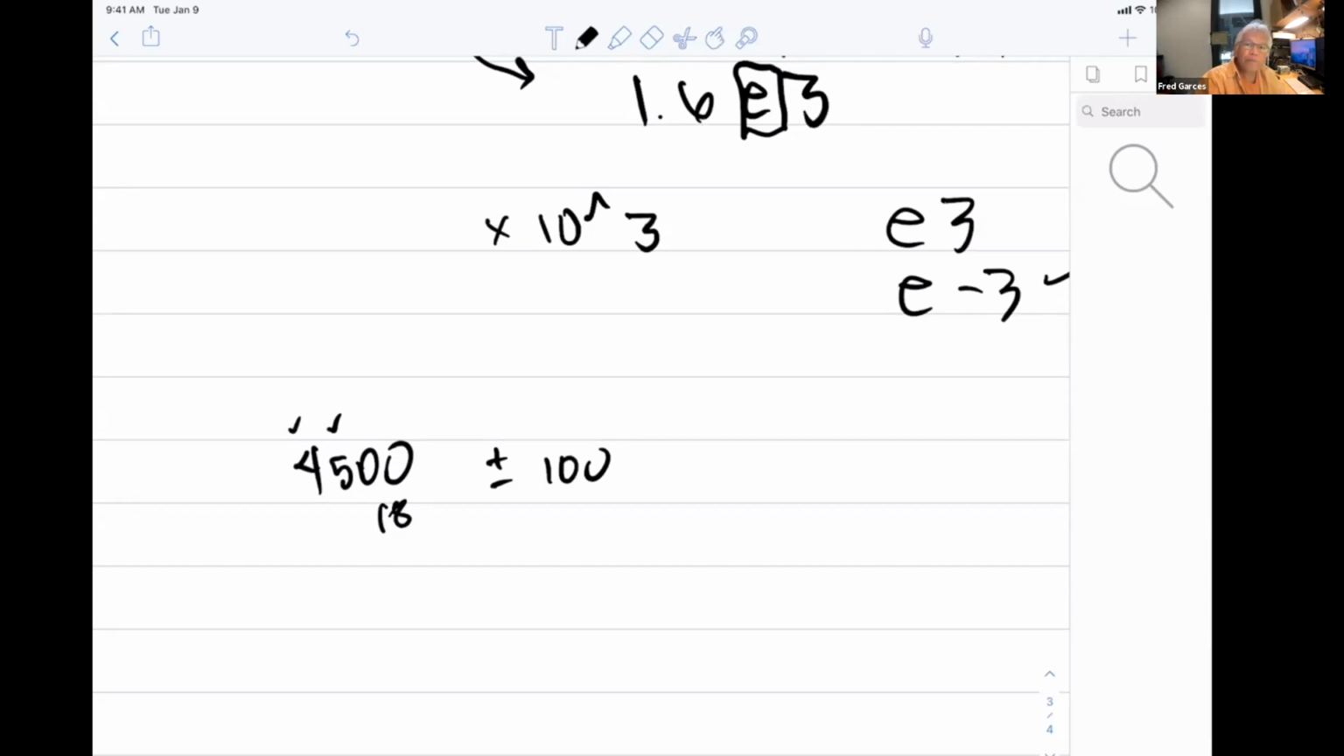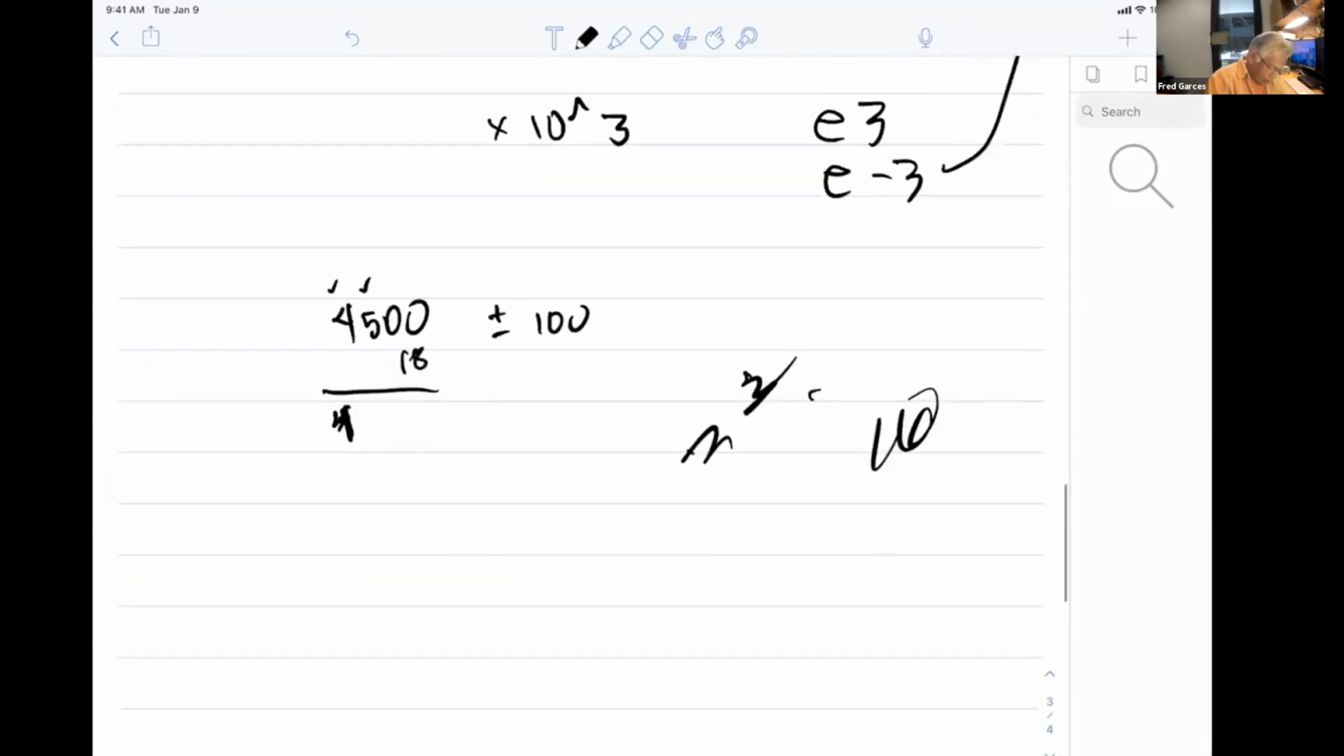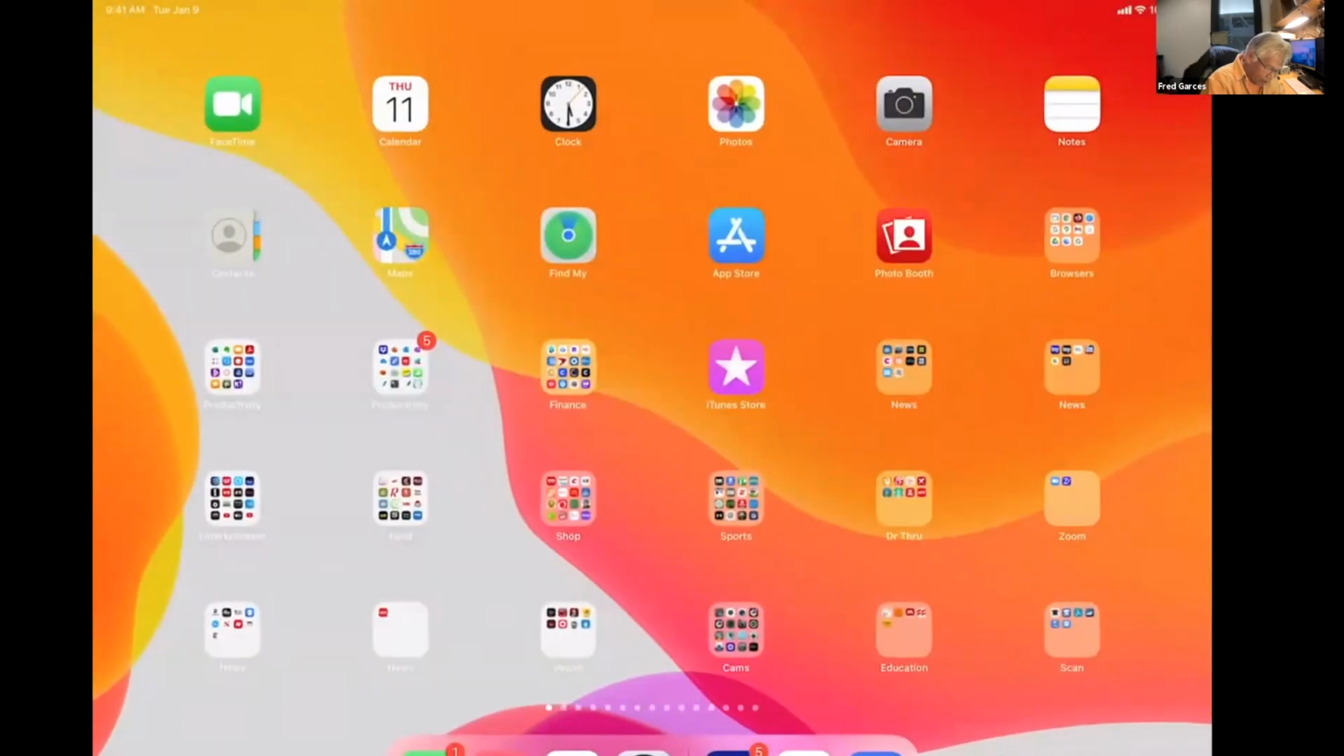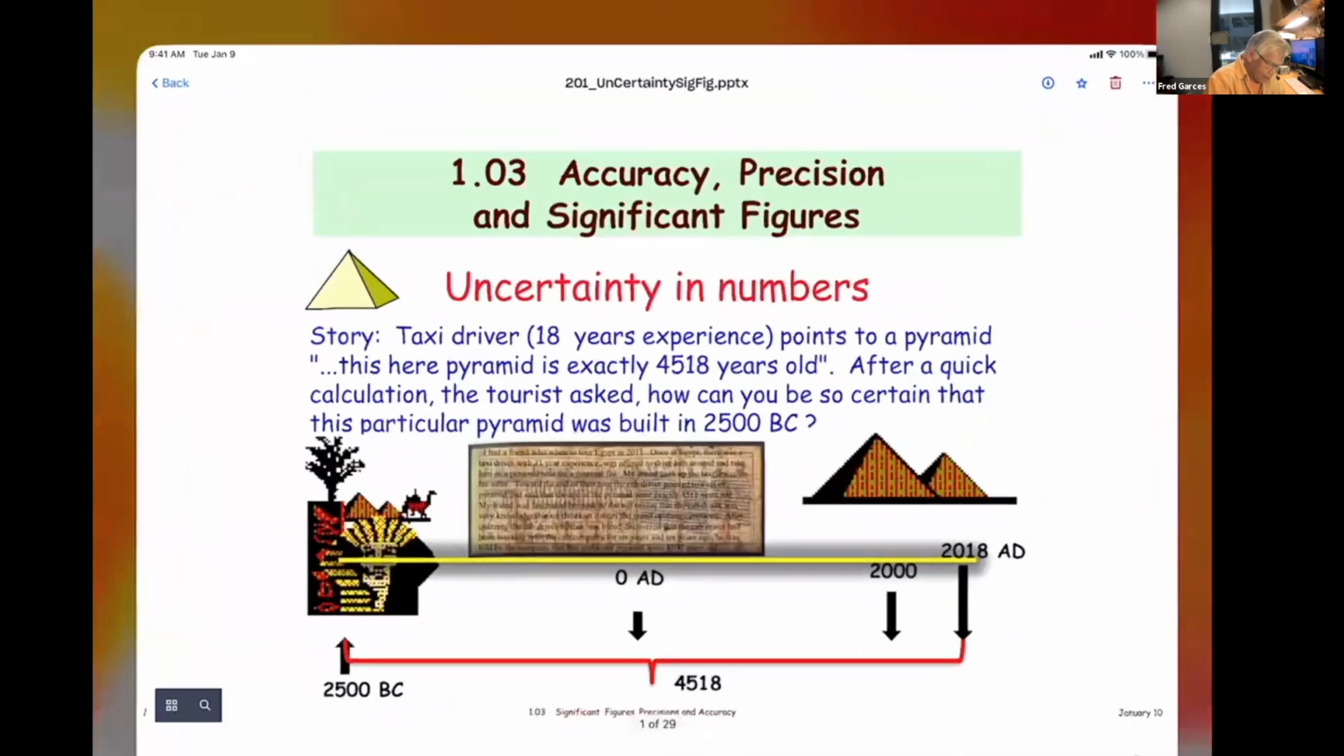You cannot be more precise than the error of the data that you have. Okay, you cannot say that something's 4518 when the error is plus or minus 100. Okay, 4518, you can't say that. So that's what I mean by significant figures. So let me go back and show you that in here.